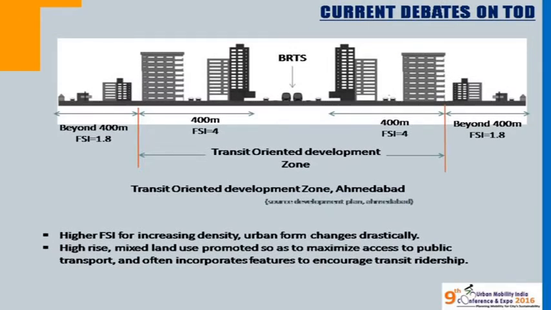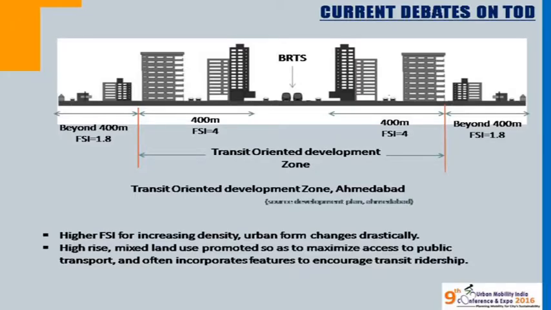Now, if we see the current debates on TOD, in Ahmedabad itself, we have a TOD zone, which is around 400 meters linearly from the station areas. And over there, an FSI of 4 has been granted. This kind of development is given to increase the density, to change the urban form, to allow a lot of people with mixed land use and high rises to come and settle over there, and they would be the primary or the sole users of the BRTS. So that's how the TOD zone has been taken up.